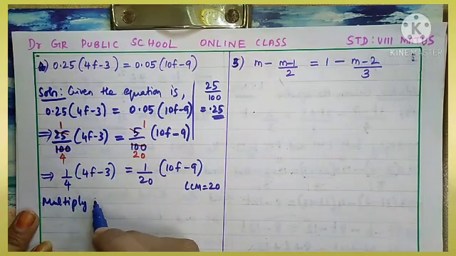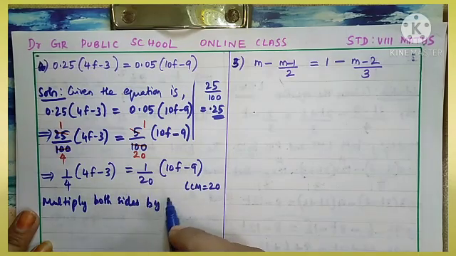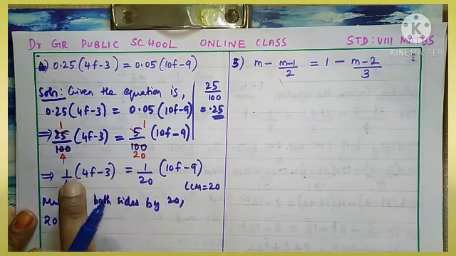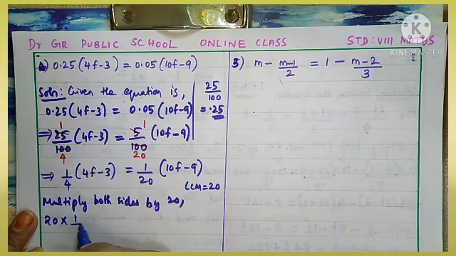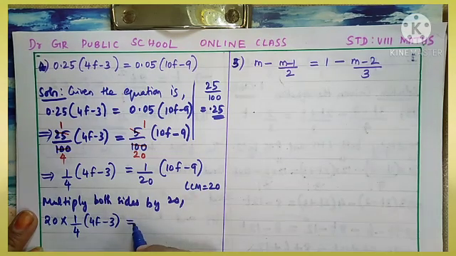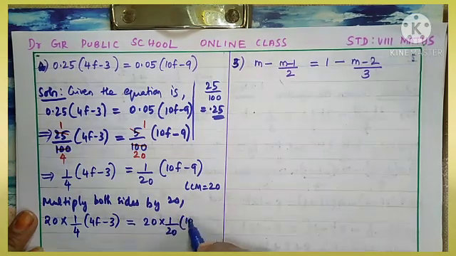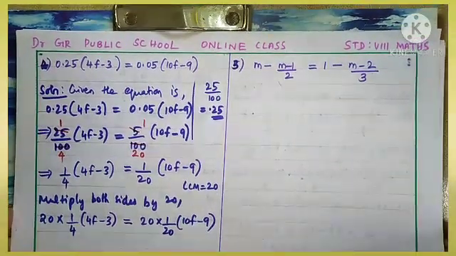Yes, what do you want to do? Multiply both sides by 20. So what do we get? 20 into, here left hand side one term, right hand side one term. 20 into 1 by 4 into 4f minus 3 equal to again 20 into 1 by 20 into 10f minus 9. This term. Now it became very easy.